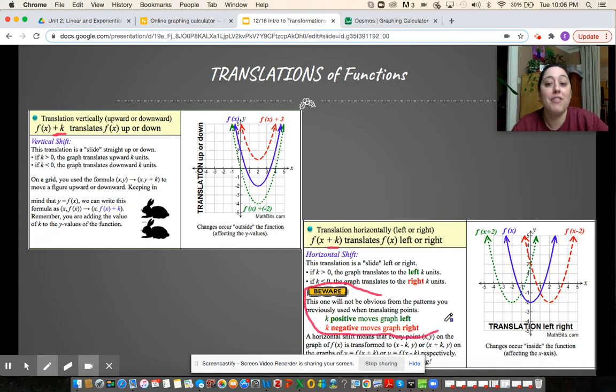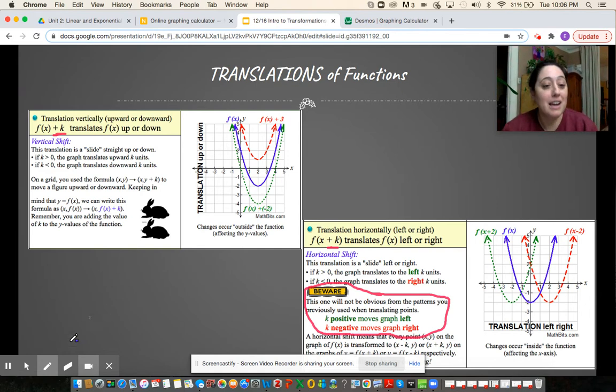Okay, so if it's positive, if I add a positive number here, I'm actually going to be moving it to the left that many steps. Again, I hope that's left for you guys. And if it is a negative, I'm moving it to the right that many times. So it's the opposite of what you would think.